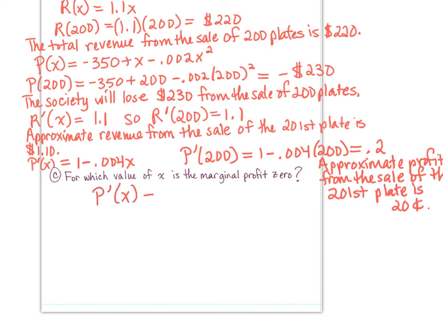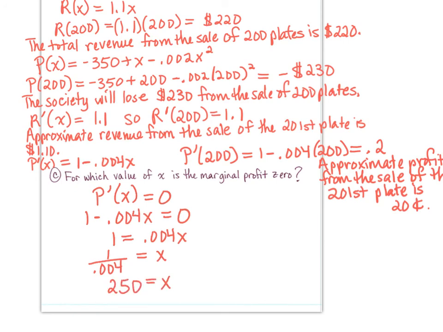So you have P prime of x equal to 0, or as you said, 1 minus 0.004x equals 0, which means 1 is equal to 0.004x. Divide both sides by 0.004, and you get x is equal to 1 over 0.004. What is x? 250. Good. So that means the value of x that will make the marginal profit 0 is 250.